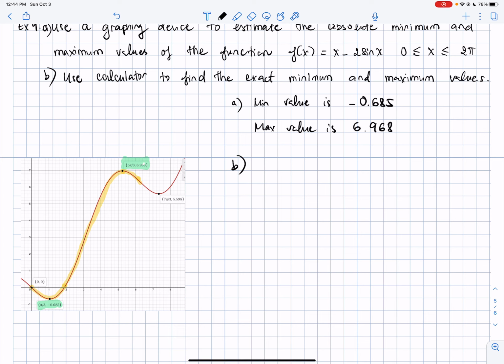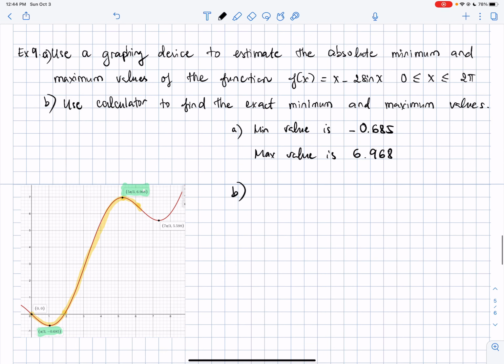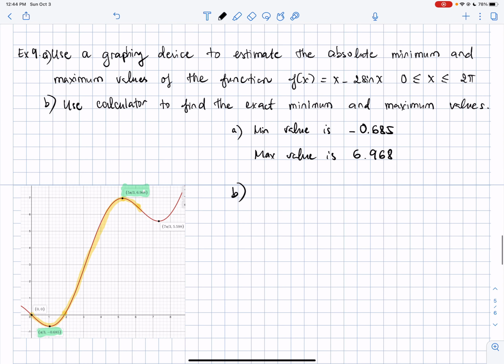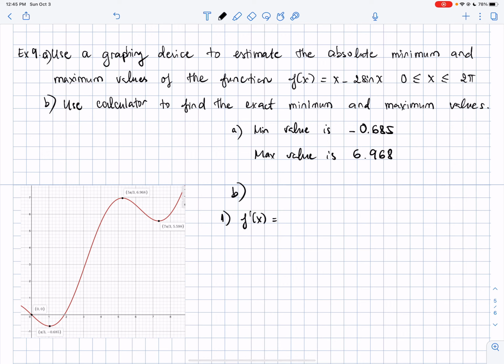Now we want to use the calculator to find the exact minimum and maximum value. So actually, if we have good technology to graph like the way that I just have, then this is already the exact value. Now we just want to use the other method, without graphing. Okay, so first of all, we follow the steps in the closed interval method box from before. So step number 1, we find the first derivative for the function f of x.